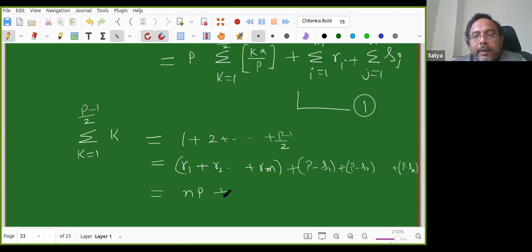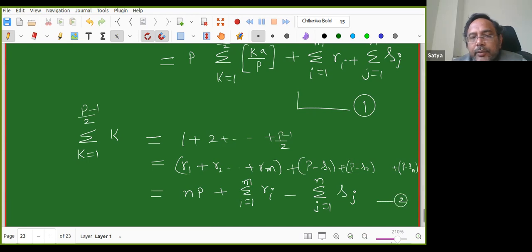nP plus summation i equal to 1 to m of Ri, minus, of course, minus summation, sorry, j equal to 1 to n of Sj. So nP came here. Now we call this as 2.